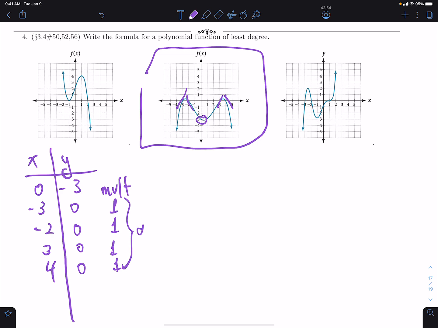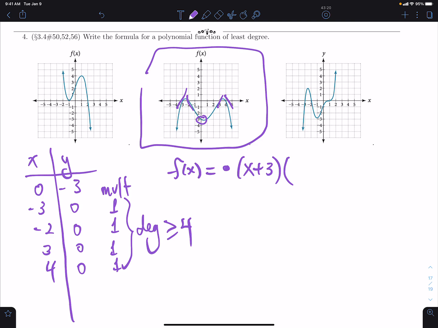So this means that the degree will be at least 4, and I think we'll be able to build this up using that degree. So f of x is going to be some leading coefficient times these factors. The x-intercept, or the 0 of -3, gives a factor of x plus 3. That's actually x minus -3. The other ones: x plus 2, x minus 3, and x minus 4. Those are 4 factors, and we're still wondering about that leading coefficient.